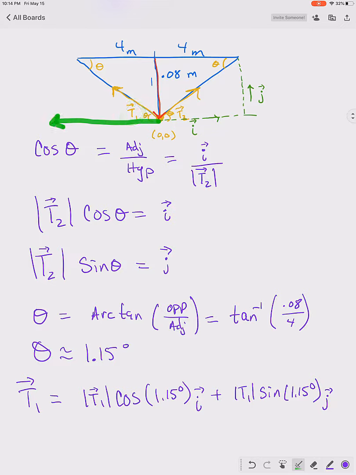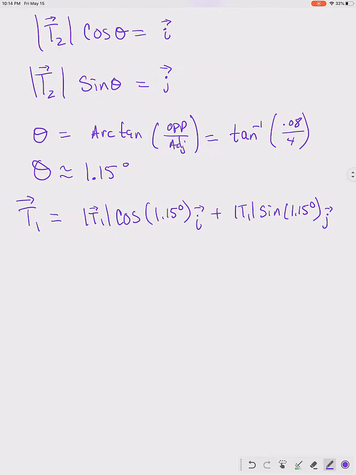In our universe, we set up T1's component of I to be negative because here's the origin and we're going left of the origin. So I need to make this negative. Now that represents T1 in both its I and J components.